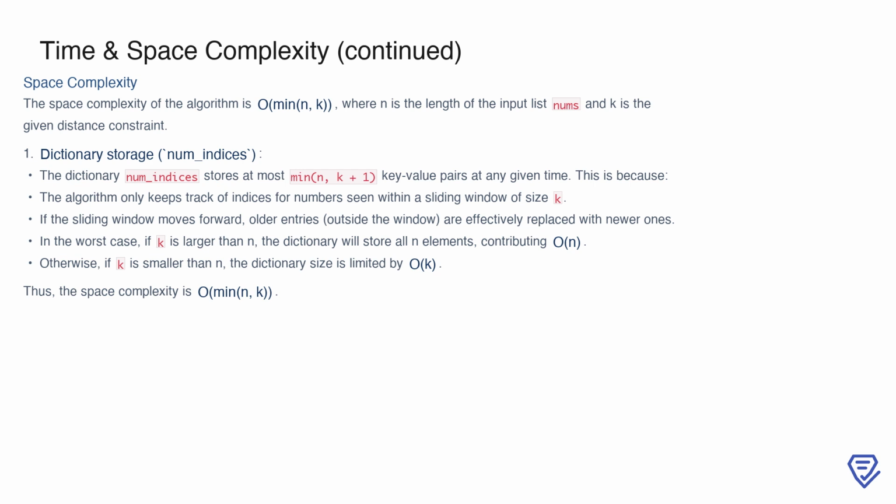In the worst-case scenario, if k is larger than the size of the list n, the dictionary will contain all n elements, leading to a space complexity of O(n). However, if k is smaller than n, the dictionary size is limited to O(k). Therefore, the overall space complexity is O(min(n, k)), as it reflects the smaller of the two values.